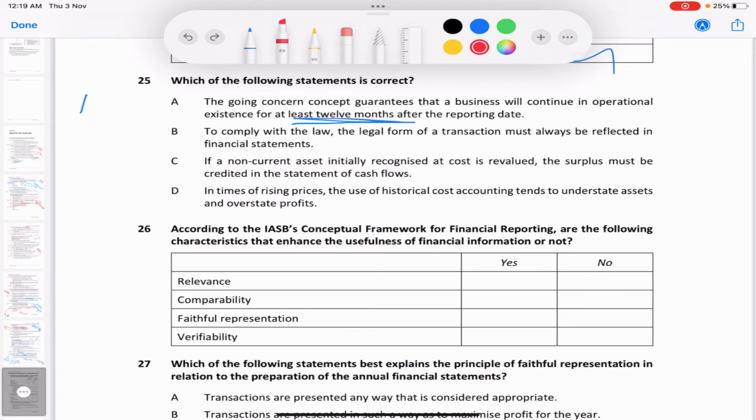In times of rising prices, the use of historical cost accounting tends to understate assets and overstate the profit. That is also true. Why? Because when the prices are rising, we use the historical cost concept. And if you can recall, the historical cost concept always understates the asset, because historically the value of the asset must have been less, right? Which means that the profits might also be overstated.